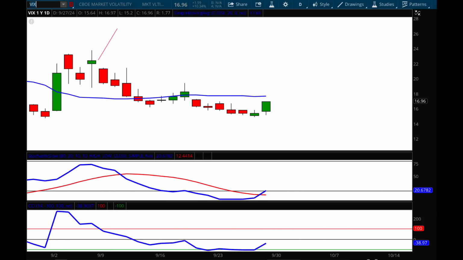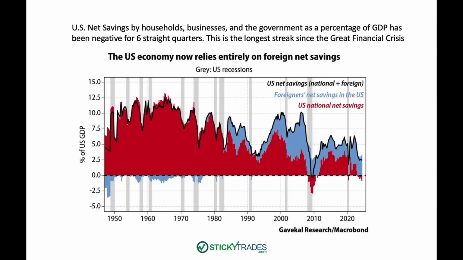But in the meantime, I was able to collect some economic data. You can see here the U.S. net savings by household, businesses, and the government as a percentage of the GDP has been negative for six straight quarters. This is the longest streak since the great financial crisis. And you can see here how we're moving negative. Now, this is recessionary, obviously, and being that we're so close to this presidential election, you know that the incumbents do not want to use the R word.